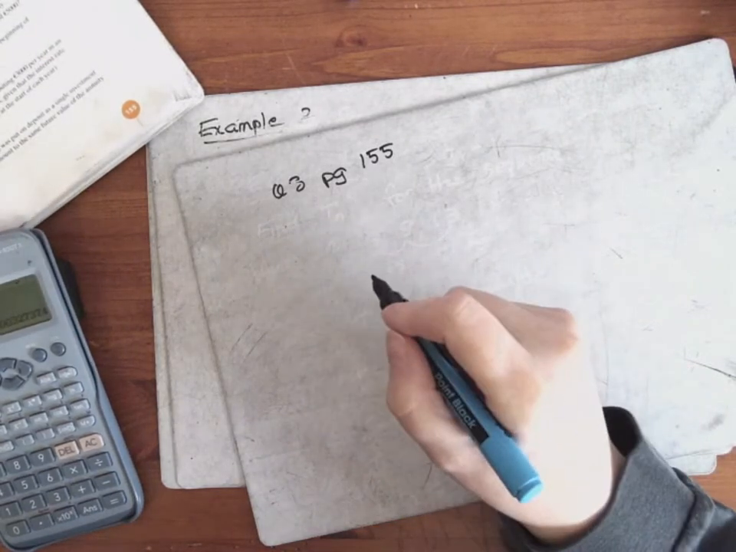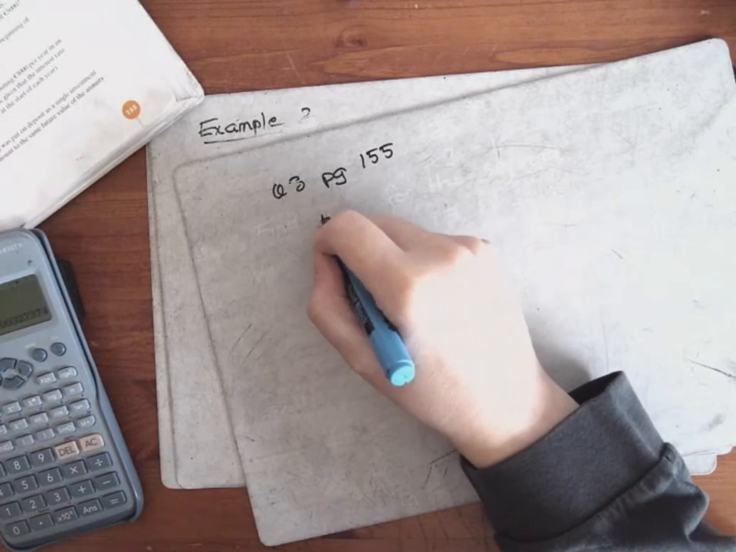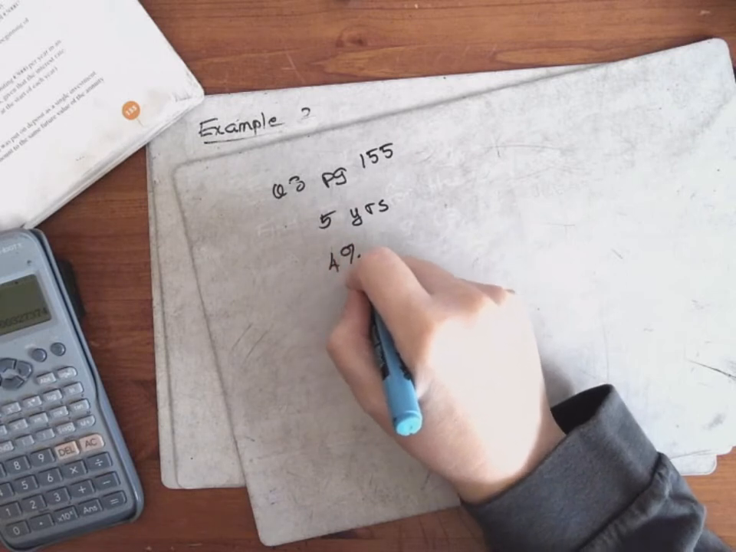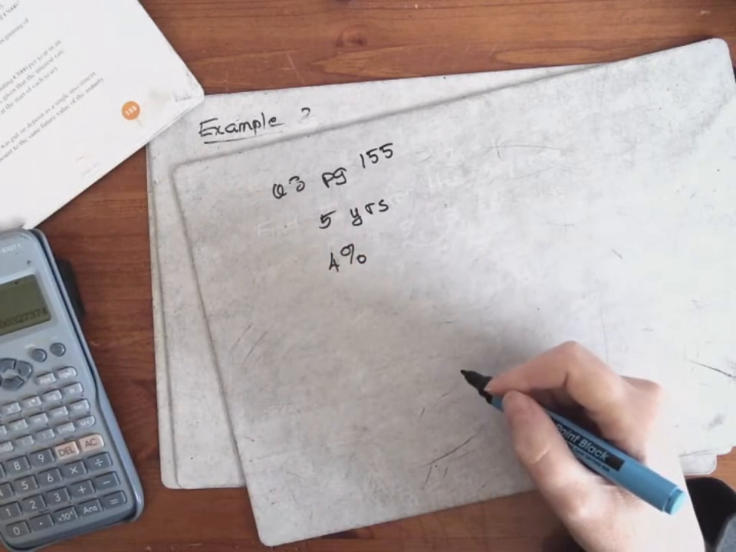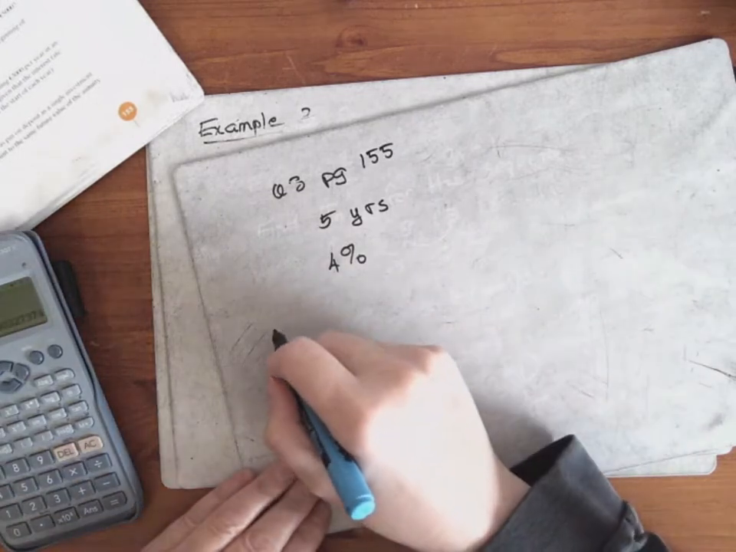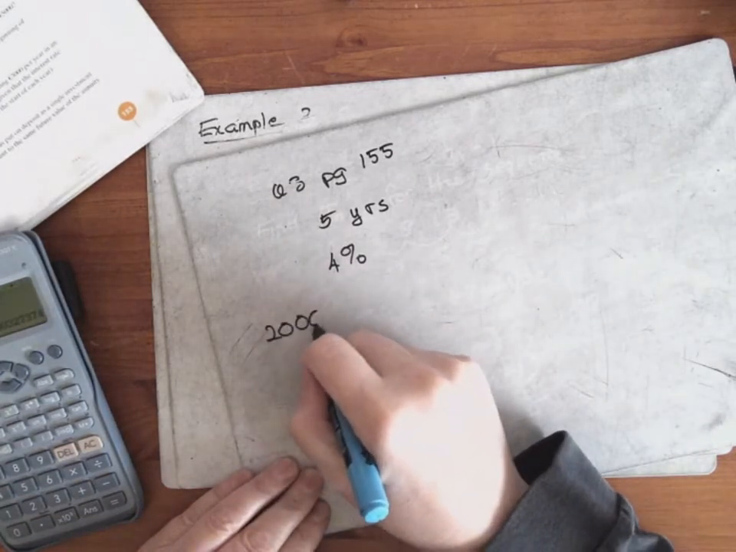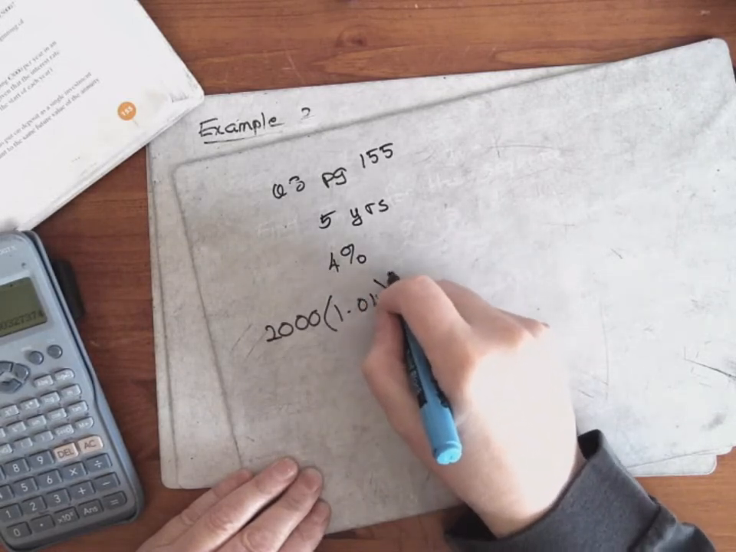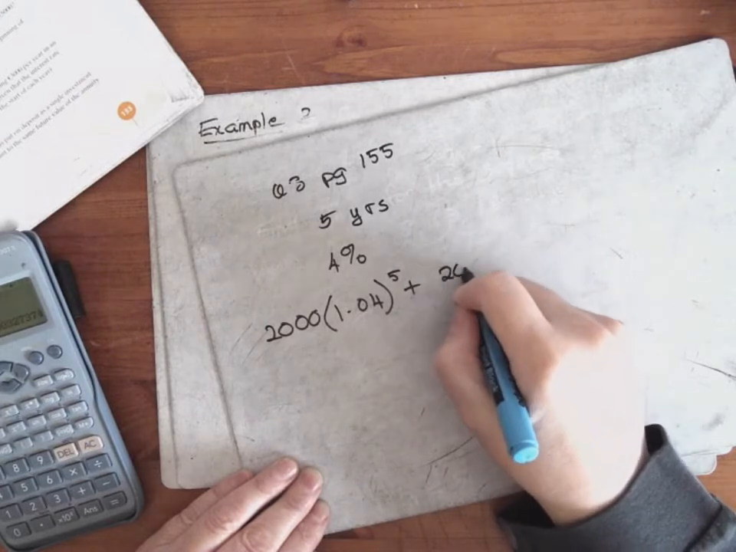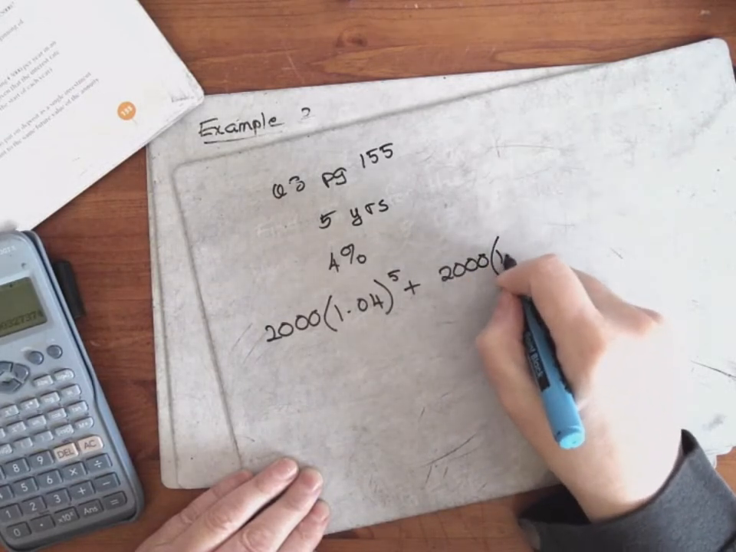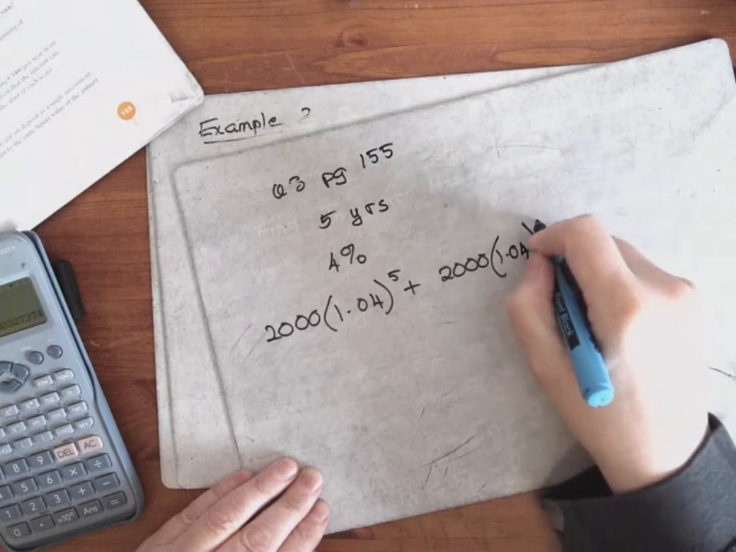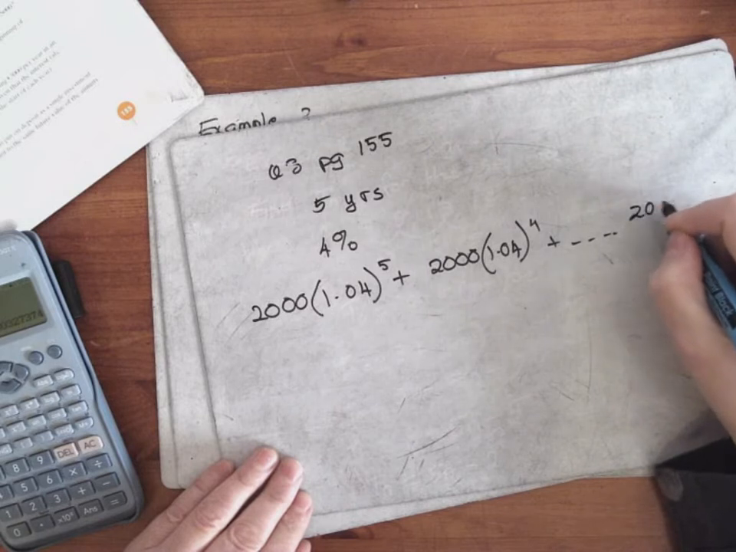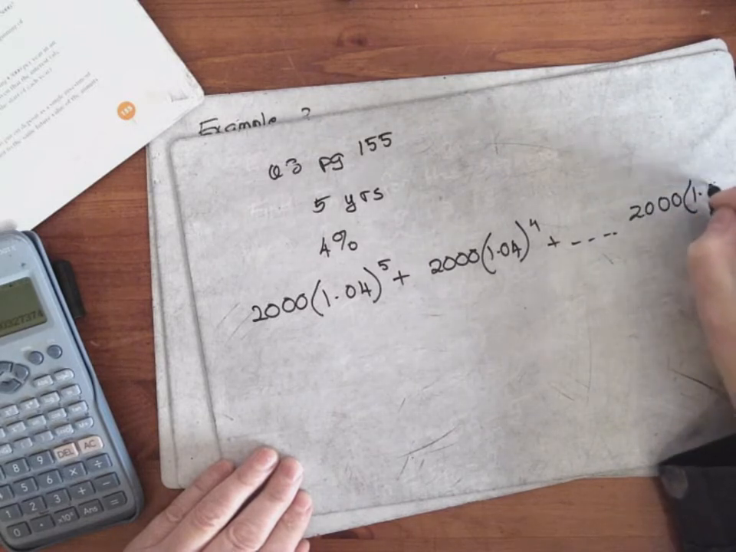Okay, so we can do yearly, right? So there's 5 years and it's 4%. And she's going to put in 2,000 at the beginning of each year. So for the first year, the first 2,000 is going to be in for 5 years. The second 2,000 she puts in will be in for 4 years, and so on. I could nearly write them all out. The last 2,000 she puts in is only going to be in for 1 year.